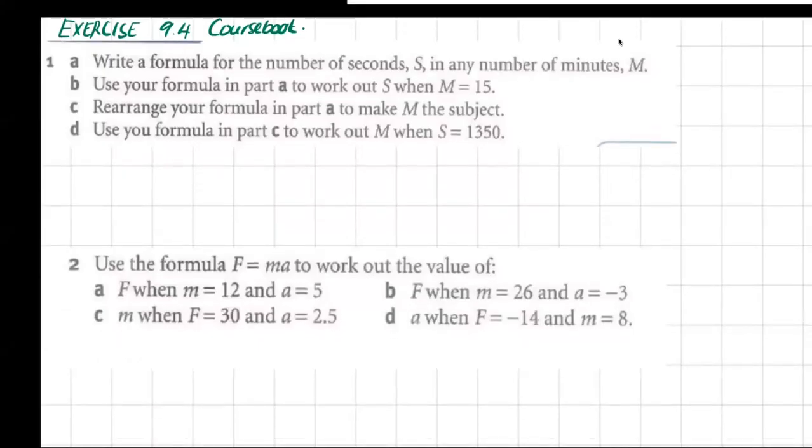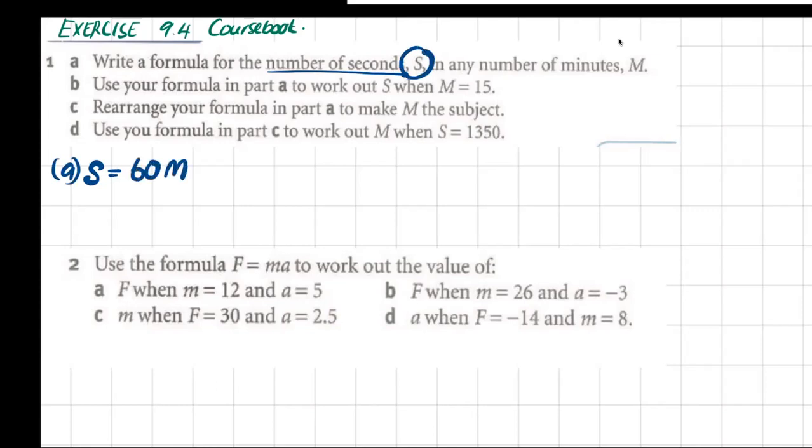All right, a formula for the number of seconds s in any number of minutes. Okay, so that's the first one that we need to do. We need to write a formula for the number of seconds. It means that it depends on the number of minutes. So number of seconds is equal to 60 multiplied by the number of minutes.